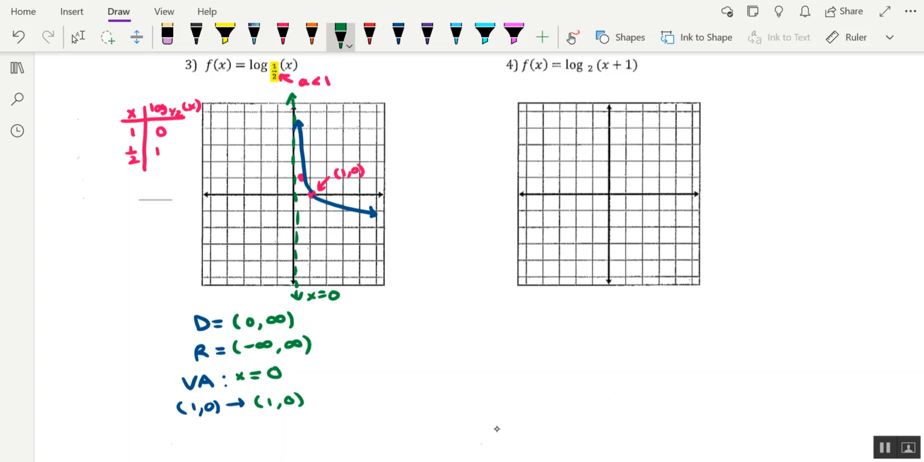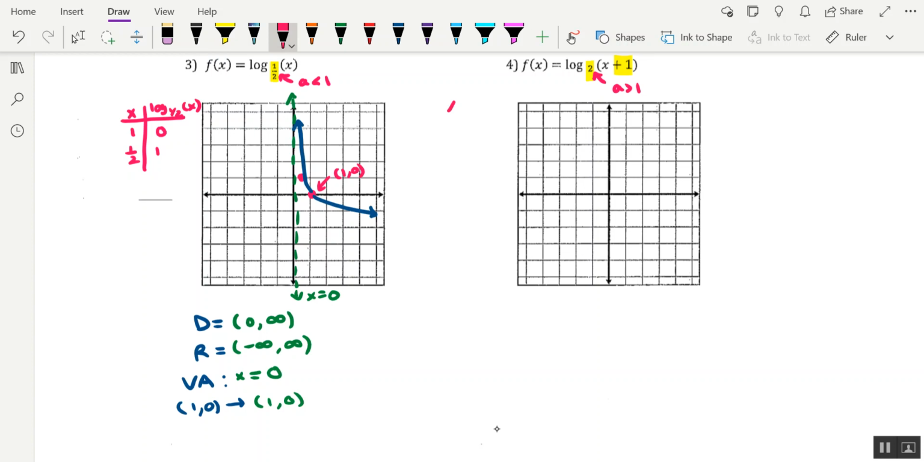Let's move on to example part 4, where we have log base 2 of quantity x plus 1. So here we are going to have a transformation because there's a small alteration within the argument. We have x plus 1. But we'll still start by identifying the base a, which is 2, and that's greater than 1.